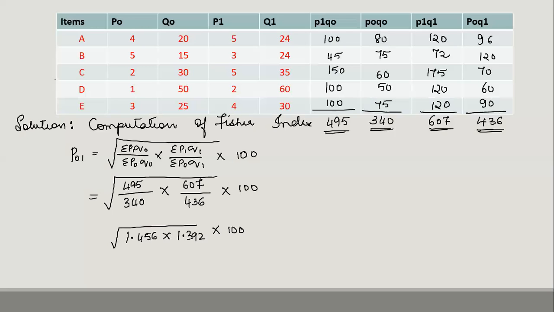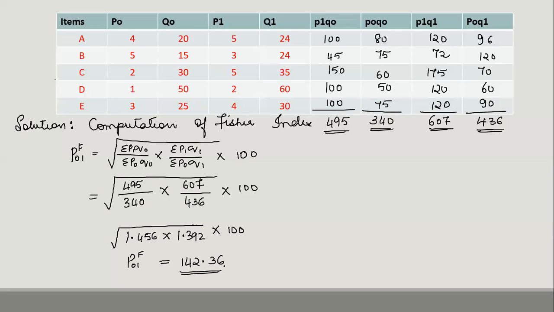Multiply it, and then take the square root of that. Whatever value you get, press the square root on your calculator, then multiply with 100. That will give you the value of P01. Here you have to write Fisher, as 142.36. This is the value that you get once you compute the Fisher index.